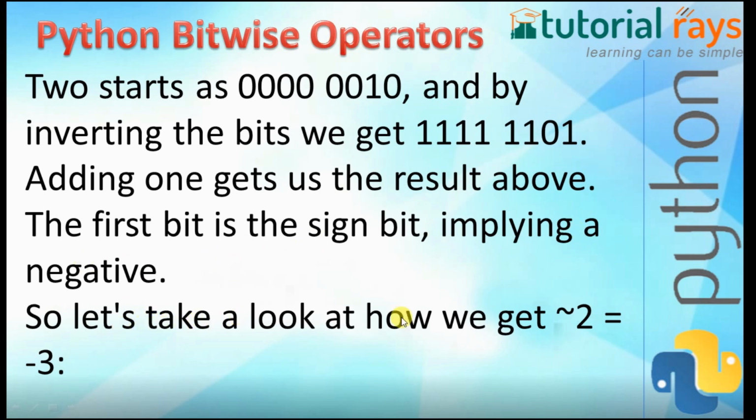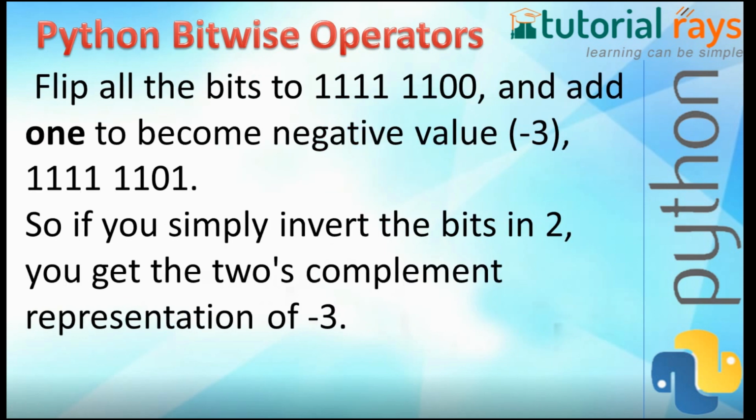So let's take a look at how we get tilde 2 equals -3. So flip all the bits to 1 1 1 1 1 1 0 0 and add 1. Remember here, add 1 to become negative value -3. So now it becomes 1 1 1 1 1 1 0 1, because we added 1 extra to represent it as a 2's complement for a negative number. So if you simply invert the bits in 2, you get the 2's complement representation of this -3.